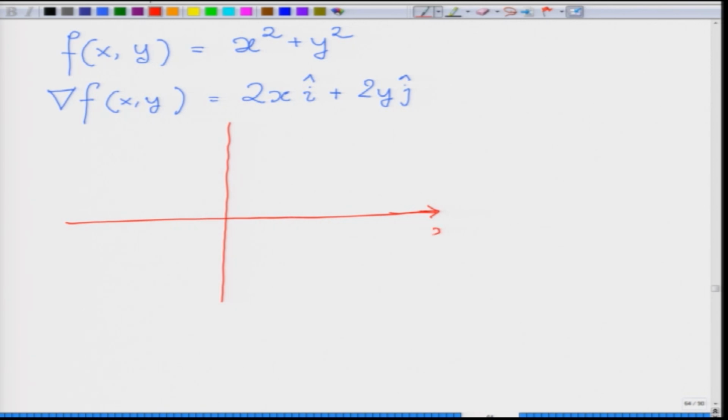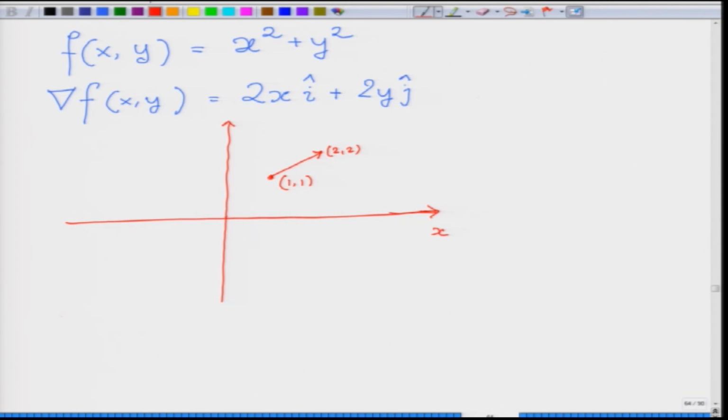Okay, this is x y. Now, let me look at the point (1, 1). At the point (1, 1), the gradient vector is (2, 2). So the gradient vector points in this direction, because (2, 2) is here. So this is your field at (1, 1).